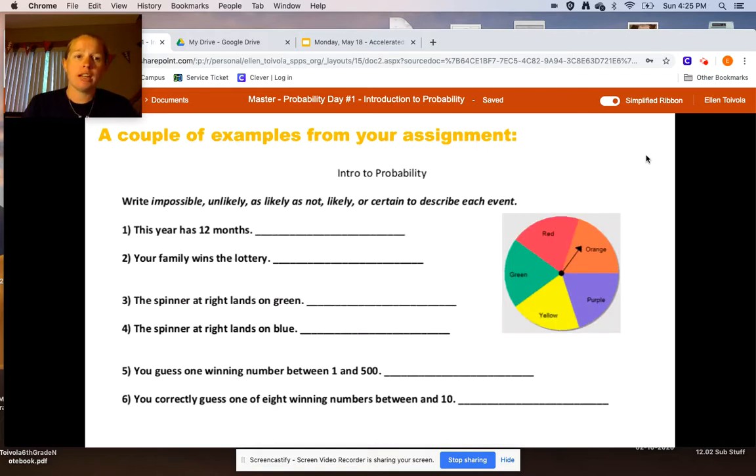Okay, we're going to look at a couple of examples from your assignment. So when this video is over, please upload this PDF into Notability, right? We're only going to look at a couple of the problems and then you'll need to finish them. All right, so the directions say write impossible, unlikely, as likely as not, likely, or certain to describe each event, right? So I'm going to list a whole bunch of different things that could happen, and you have to pick one of those options. We're going to start with number 1.